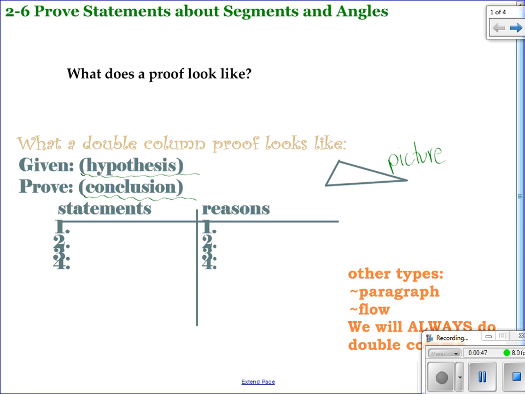And we are always going to do double column. The book is going to talk about paragraph proofs and flow proofs. Those are 2 other forms, just a different way to organize the information. We're going to just focus on making all of our proofs double column. Okay? Questions? Okay, so let's try 2 proofs.